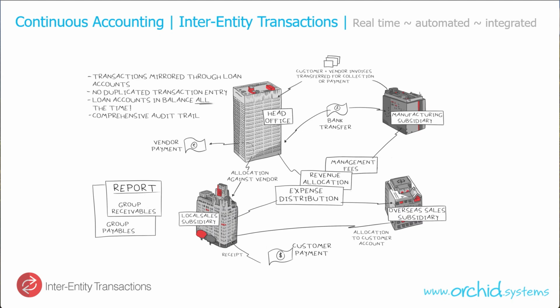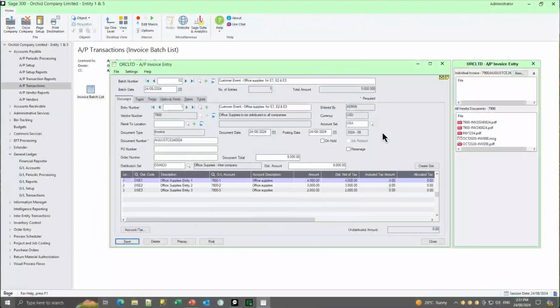I'm now going to demonstrate expense distribution and an example of a group's receivable report across multiple entities. In Orc Limited, I'm going to enter and post my AP invoice for the office suppliers, a portion of which needs to belong to Orc 2 and Orc 3. Orc Limited is Entity 1, and $4,000 of the office supplies for the customer event belong to Entity 1, whereas $3,000 belongs to Entity 2 and $2,000 belongs to Entity 3.